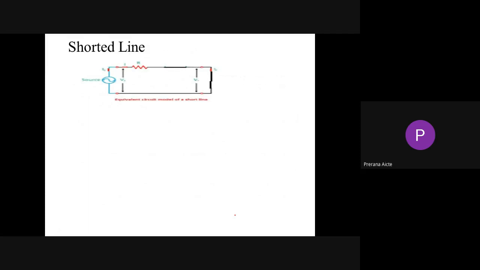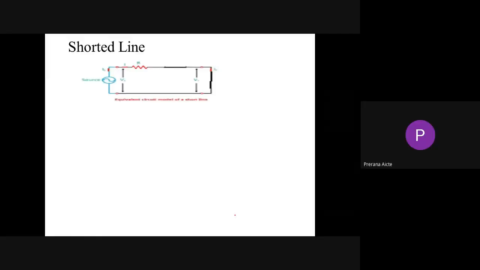The stubs are connected at a location in the main transmission line. The stubs are either short circuit, open circuit or a matched line. If it is open circuit or short circuited, then what is the reflection coefficient and what is the standing wave ratio? If it is a matched line, just now I told that if the transmission line is matched to the load impedance, then the reflection coefficient is zero.